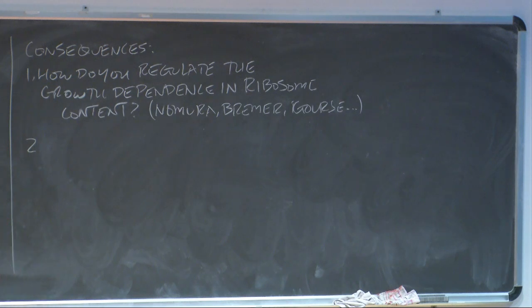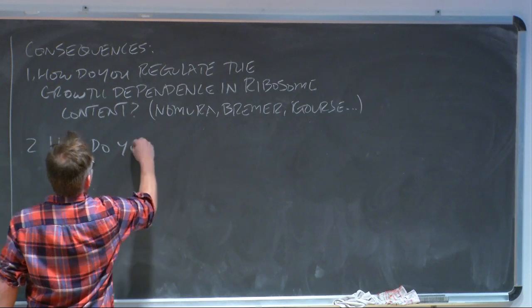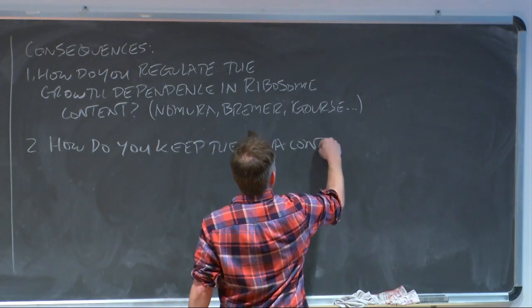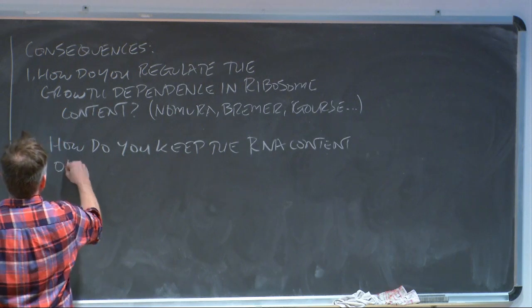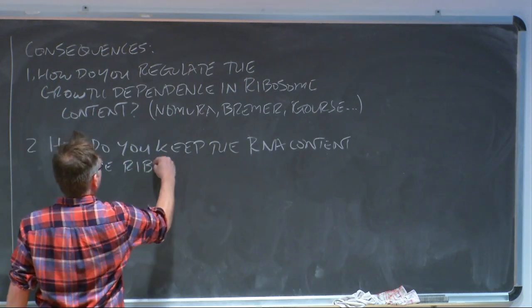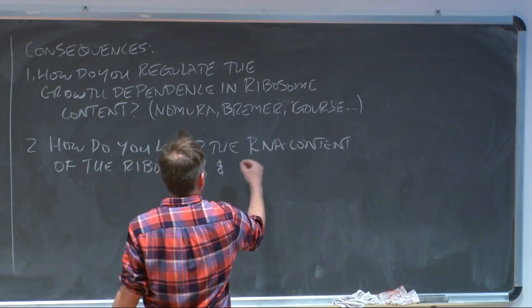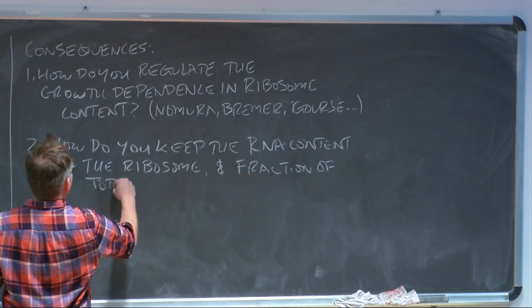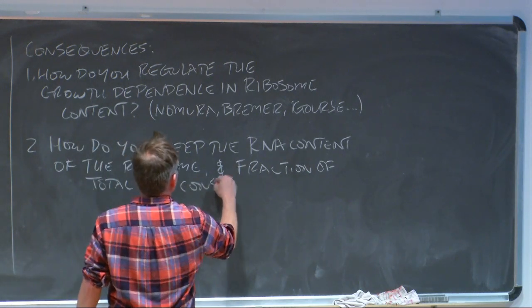Two, how do you ensure that this is true? That you maintain the stoichiometry between the ribosomal RNA and the ribosome content? You know, because what you find is that there is very little free ribosomal RNA floating around. There's almost no ribosomal protein floating around. Okay, so how do you ensure, how do you keep the RNA content of the ribosome and a fraction of total RNA constant across growth rates.